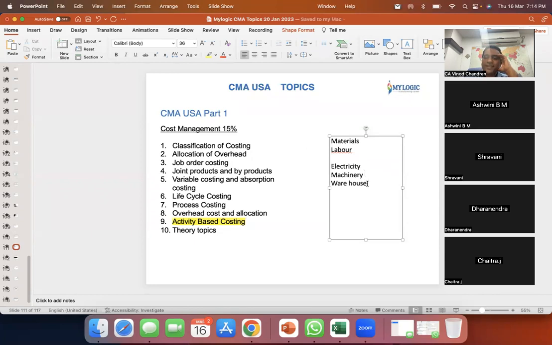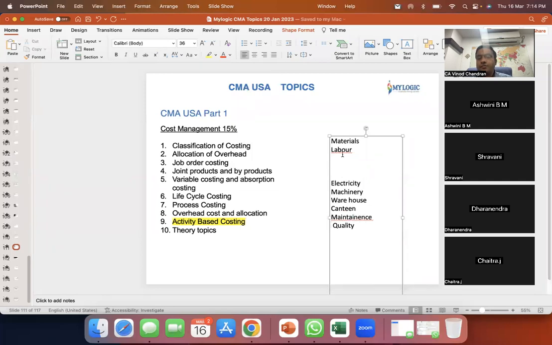Canteen required for staff, yes, as an addition. That is employee welfare. Let me put canteen also. Maintenance department. Correct, maintenance may be required. Then what else? Quality, yes. Quality controls required. Can I write insurance? Testing, insurance.